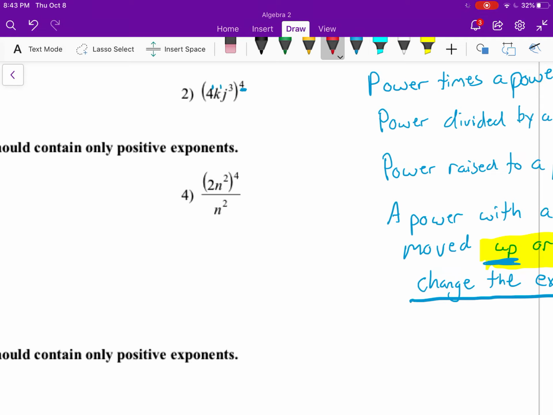And so this looks a lot like the distributive property. 4 gets multiplied times each exponent. Please know that, times the exponent. So 4, and then 1 times 4 is 4. K to the fourth, and j to the 3 times 4 is 12. You don't necessarily have to multiply out the 4 to the fourth, but I believe it ends up being 256. So if you want to multiply that out, 256, k to the fourth, j to the 12th.